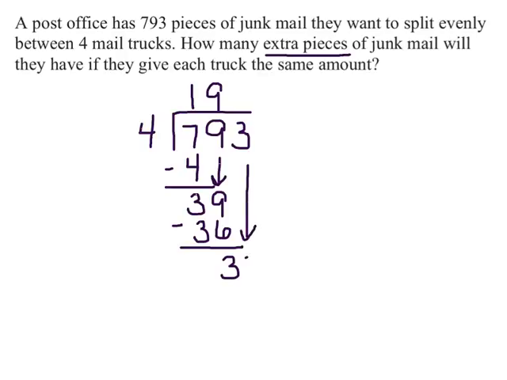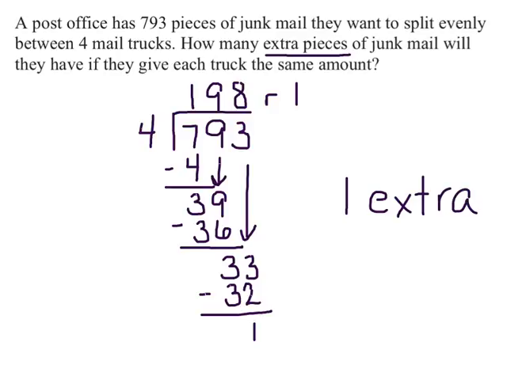Bring down this 3. How many times will 4 go into 33? Well, let's see. 9 times 4 was 36, so that was too large. So let's try the 8. 8 times 4 is 32. And I'm going to subtract. 3 minus 2 is 1. 3 minus 3 is 0. So I have a remainder or a leftover of 1. So how many extra pieces of junk mail will they have? There would be 1 extra piece of junk mail.